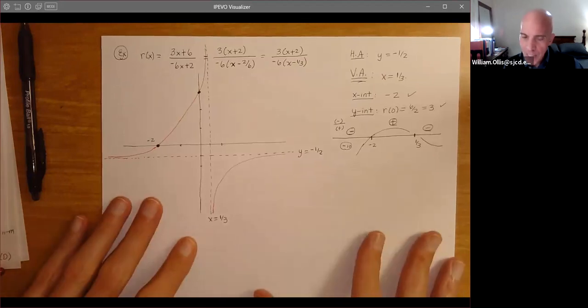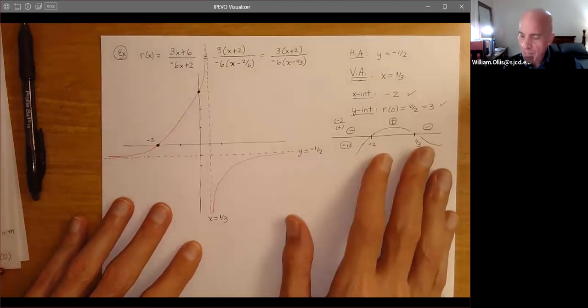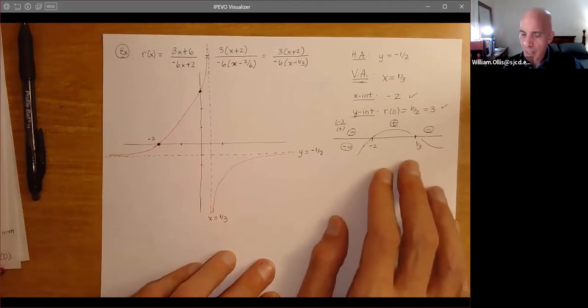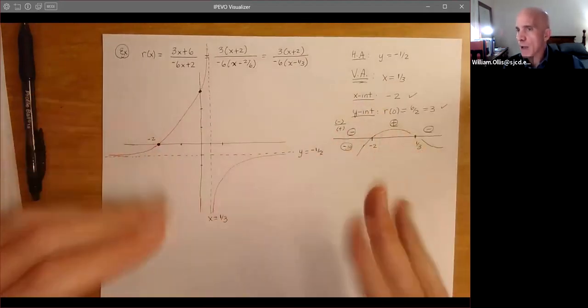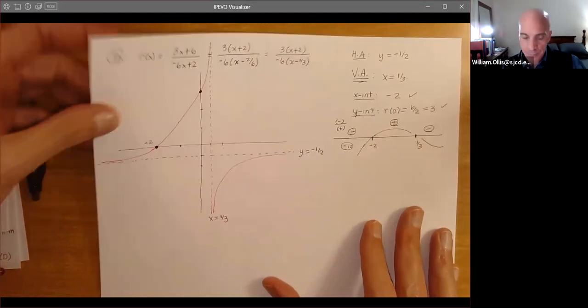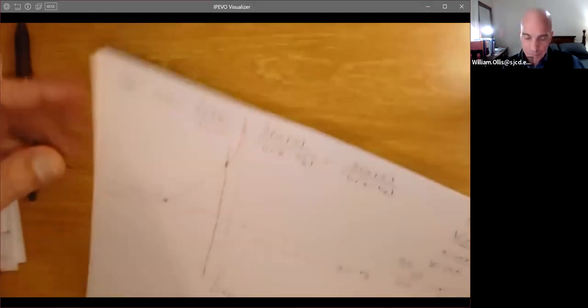Okay, so we see here that even though we've got the sign test, we probably could have figured it out, but this is just a nice check for this. So we get a nice graph for not too much work. So let's try another one.